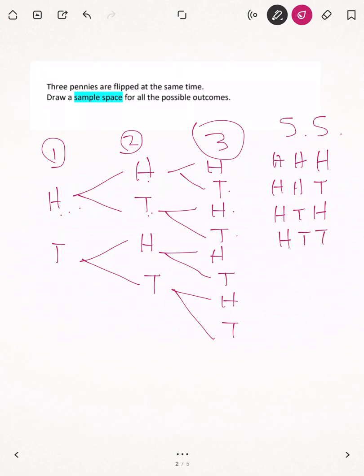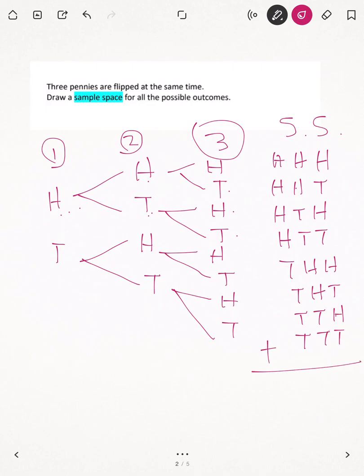This is a lovely pattern. Let's continue with penny number 2. Tails, heads, heads. Tails, heads, tails. Tails, tails, heads. Tails, tails, tails.